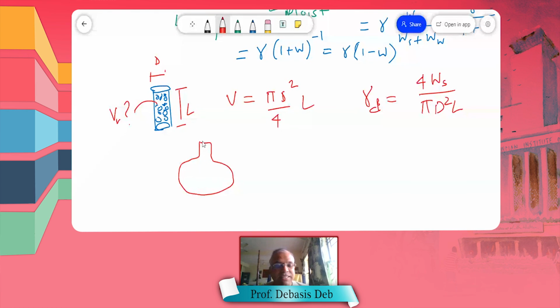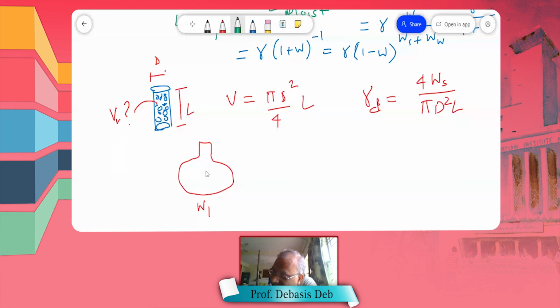And we take the empty weight. So this is the empty weight, W1. You will do this experiment when you are here. If you had been on campus, you would have completed this experiment by this time, so I don't have to explain.